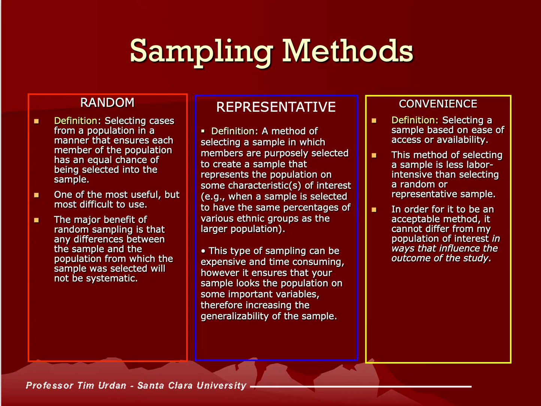Convenient sampling is exactly what it means. It's people who are convenient to you as the researcher. So it's selecting people because they're easy to get to. If I ask my whole neighborhood, that is convenient to me. So that's going to be a convenient sample.